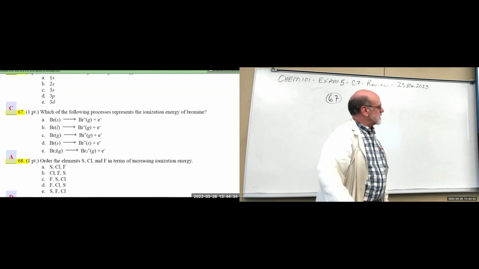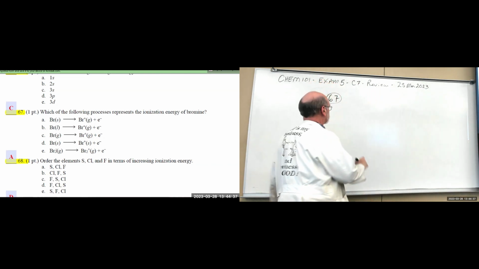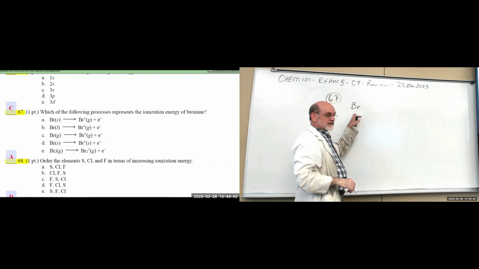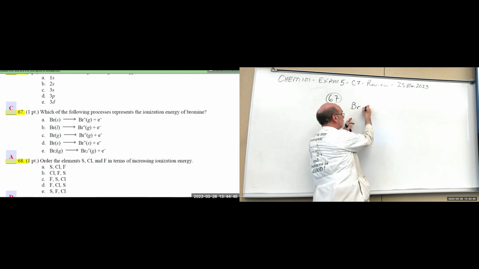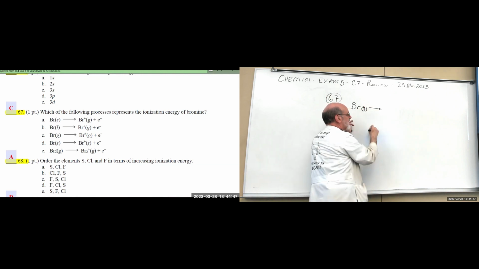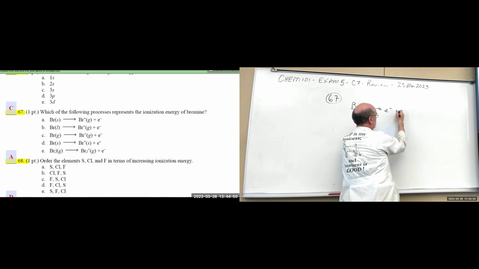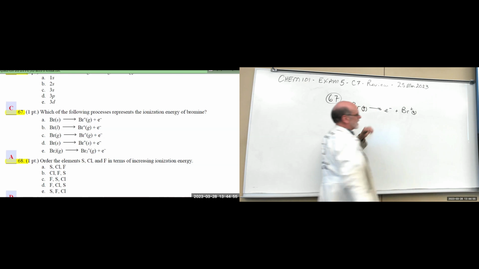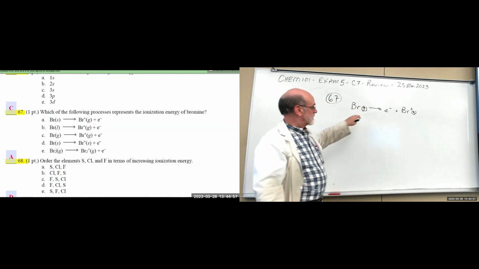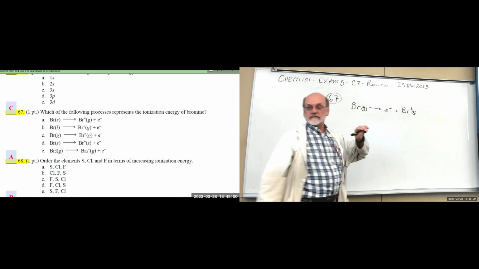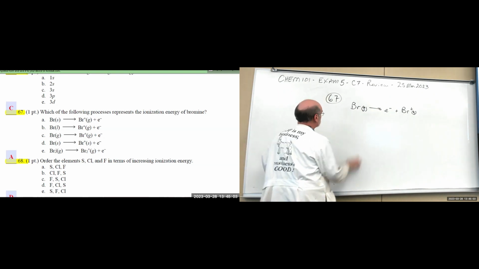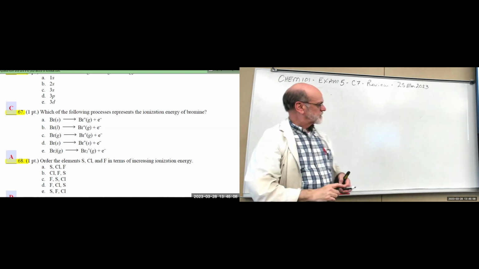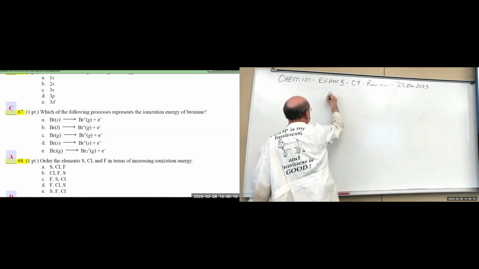Okay, which of the following processes represents ionization energy of bromine? Ionization energy. We need the element. It has to be a gas. And it has to eject an electron. And what is it left behind? Like that. Right. So C is the answer. Okay. All right. So I need to come back and start with 68.